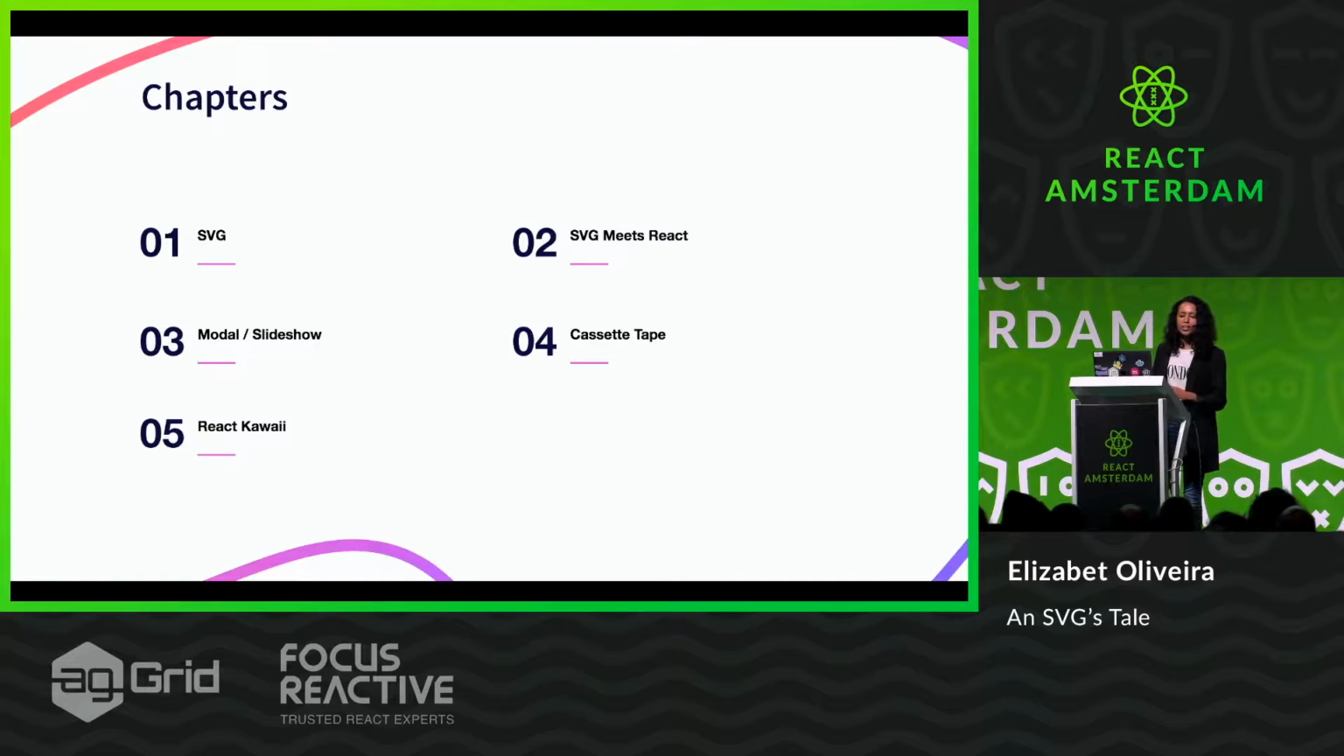So this story is split in different chapters. In the first one, I'm going to introduce the SVG, and the second chapter is when the SVG meets React. Then I'm going to show you 3 simple projects that you can do with React and SVG. The first one is a basic modal slideshow, then the cassette tape, and finally React Kawaii.